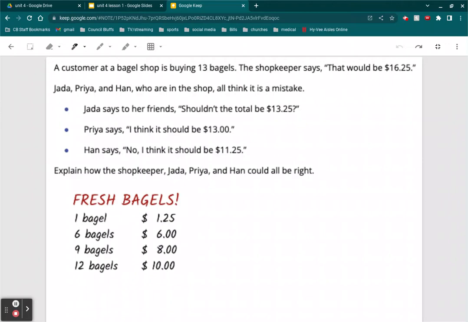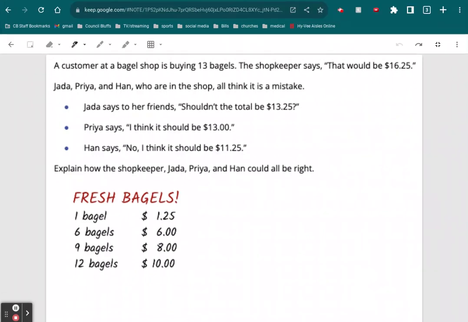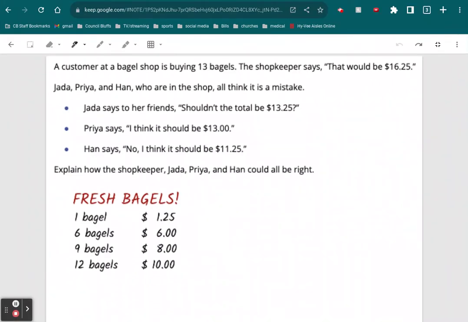Jada says to her friend, shouldn't the total be $13.25? Priya says, I think it should be $13. Han says, no, I think it should be $11.25. Explain how the shopkeeper, Jada, Priya, and Han could all be correct, all be right. So we're going to go through these one by one. So we're first going to do the shopkeeper.